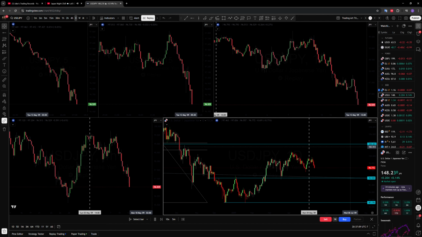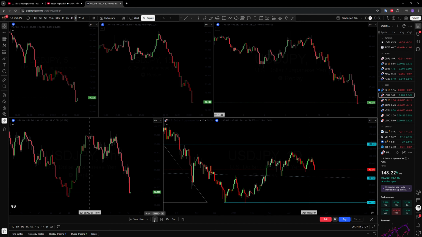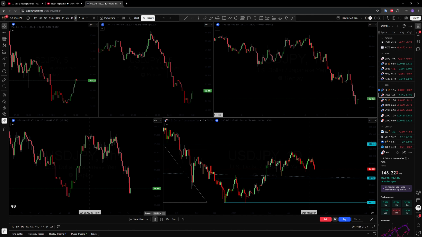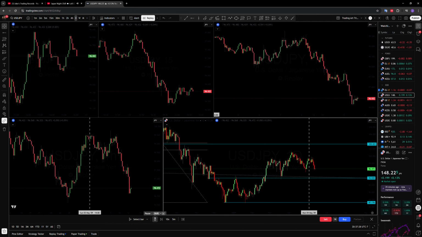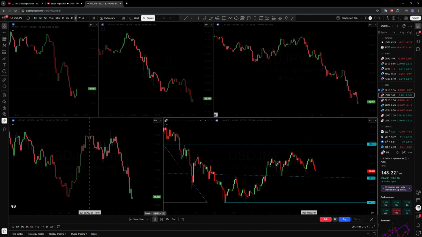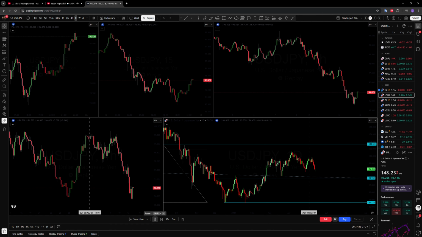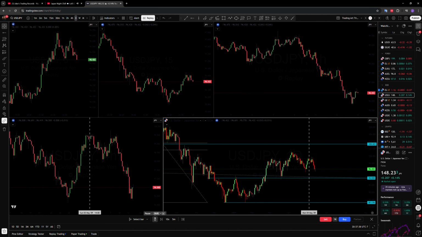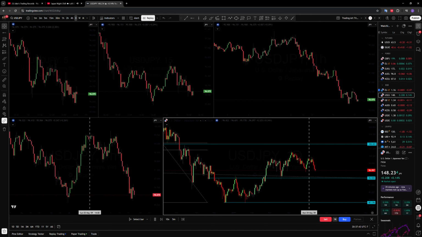We might need to wait for quite a long time. As I said, it's not nearby any support resistance. Yeah, so just be patient. Now I've got to form another closer support resistance here.